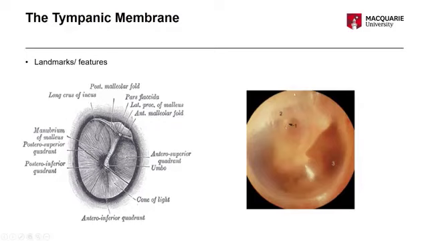Other features you might see, if you've got a nice translucent eardrum, you might see part of the incus, and you might also see the opening to the eustachian tube, which is the tube that connects the middle ear to the back of the throat.